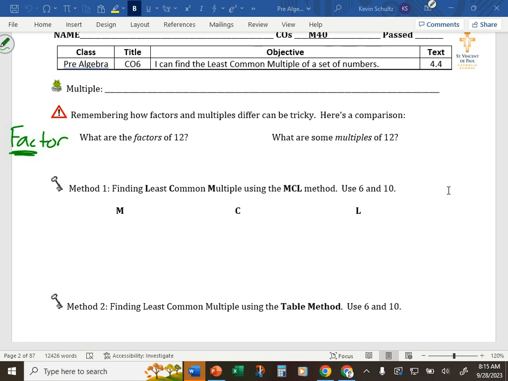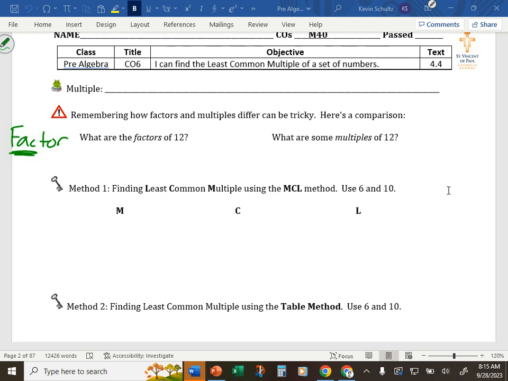How's a multiple different? Something that goes into that. Not quite. Something that you multiply to get to it, okay? It's something that the number goes into. Something another number can go into. Those are all good. Okay, James? Numbers, so like a multiple of 12 is probably like 24 because 12 goes into 24.